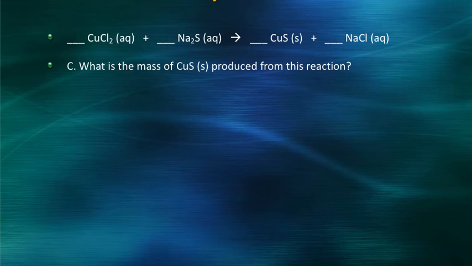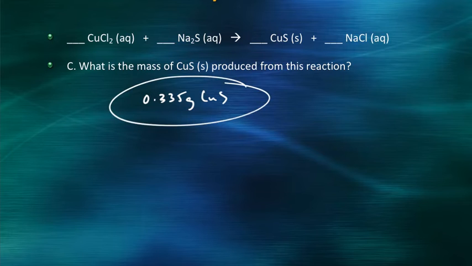The nice part about doing all that work in B is that C is very simple. What is the mass of CuS produced from this reaction? Well, we're going to go back and just look at which one was the least amount. I believe it was 0.335 grams of CuS, right? That's the maximum amount of CuS we can make. We couldn't make the one that was like 0.478. This was our maximum, so that's what we end up with.